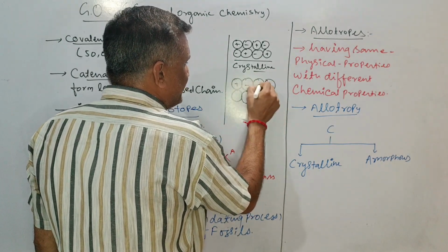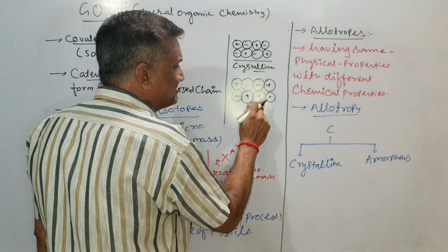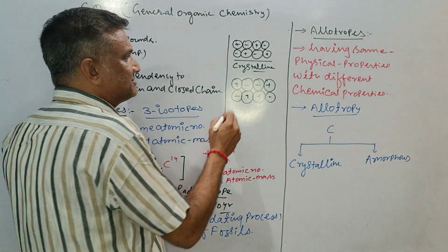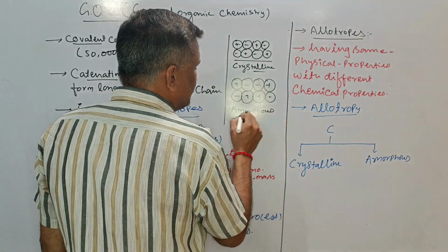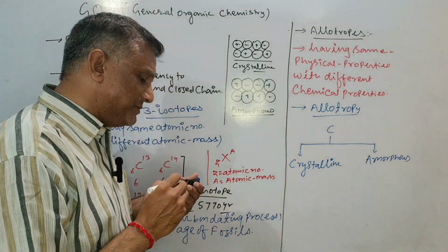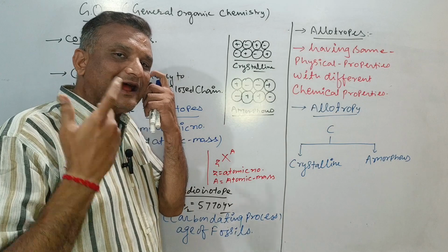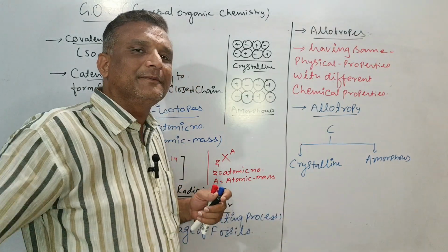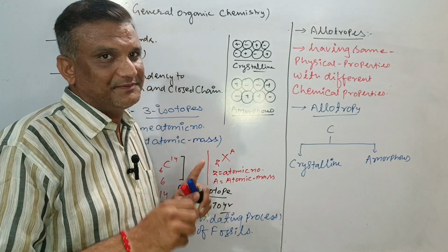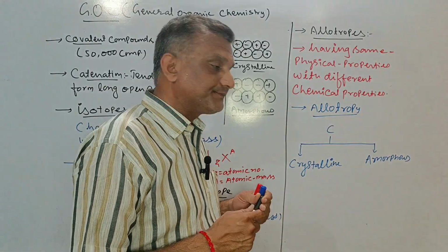This is plus, minus, minus, plus. This is minus, plus, plus, and minus. Here is the irregular arrangement. So this is called the amorphous form. Many students are confused about how many allotropes of carbon are possible. They told me just three: diamond, graphite, and fullerene. These are examples of crystalline allotropes, not separate allotropes. So there are two allotropes of carbon, crystalline and amorphous.